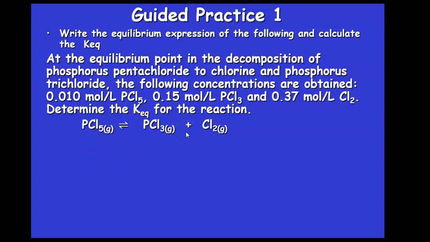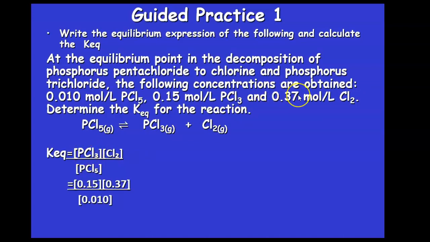This is homogeneous equilibrium, so everything counts. The expression is PCl3 times Cl2 over PCl5. And you are given the values: PCl5 0.10, PCl3 0.15, Cl2 0.37. So just plug in the values. PCl3 is 0.15, Cl2 is 0.37, and PCl5 is 0.10.